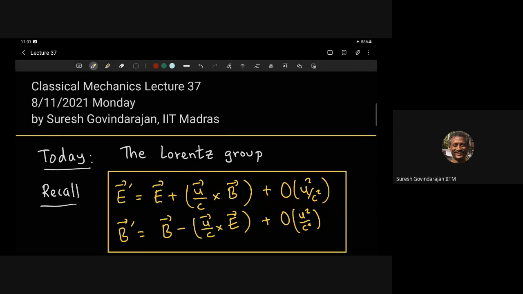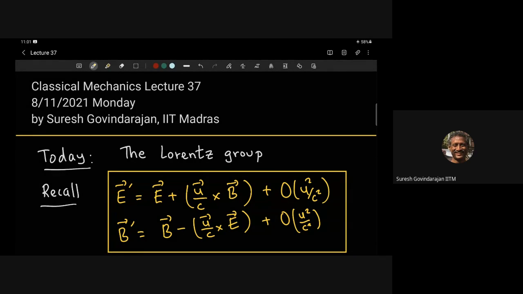So, good morning. Today, in the last couple of lectures, we spent time trying to very conservatively figure out how the electric and magnetic fields mix between two inertial observers. And we worked out this formula to order u by c. A couple of key points here.